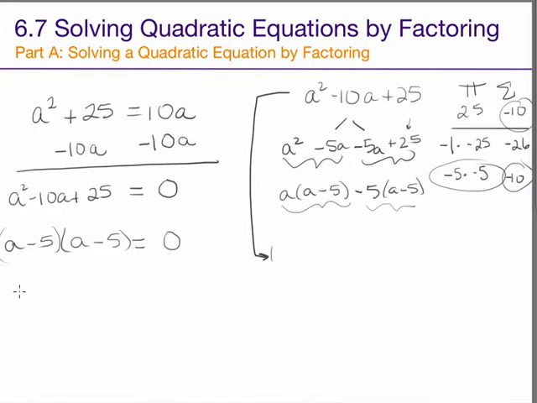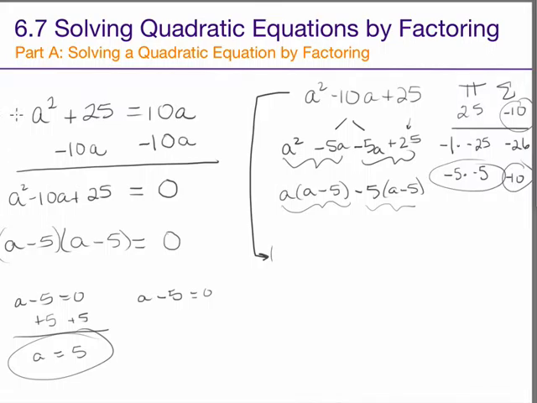Now that I have that, I can take each of those factors and set it equal to 0. Here's another case where they're the same, so I only need to solve the equation once. Solving it twice would just be a waste of time. Of course I'm going to get the same answer, a equals 5. And that's my only solution in this case.